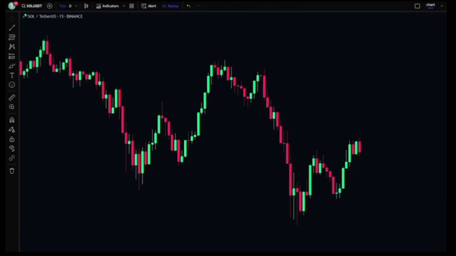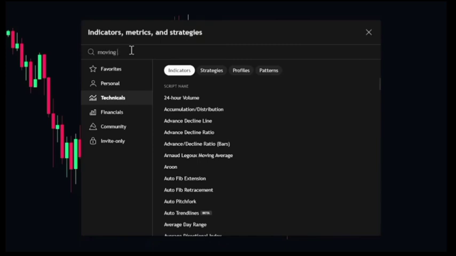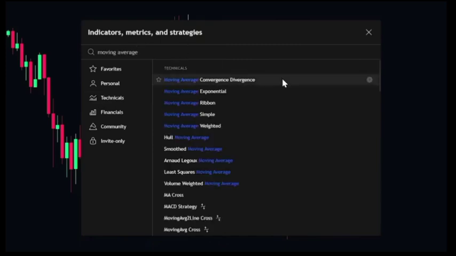Next, you can also choose any asset or chart you like, because this strategy works on pretty much any market. In this case, I'm using the Solana crypto chart. Then, go to the indicator section and type moving average. Now you'll notice that there are actually different types of moving averages, but the one that I've found works best for this strategy is the simple moving average. Now click it twice to apply two of them to your chart.